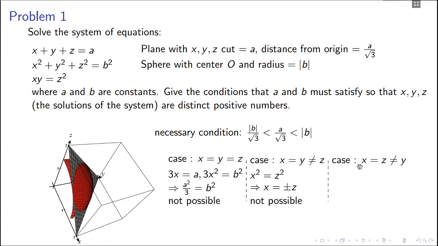If you look at x equal to z and not equal to y, so this one you make x equal to this side.